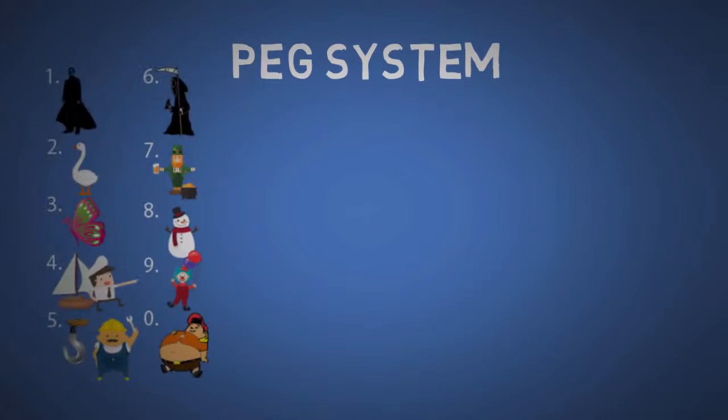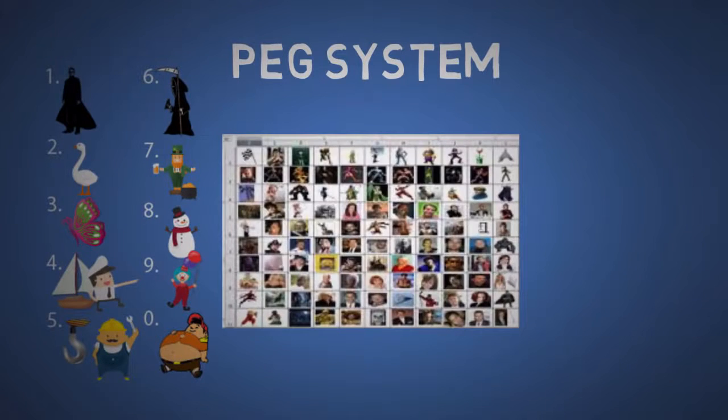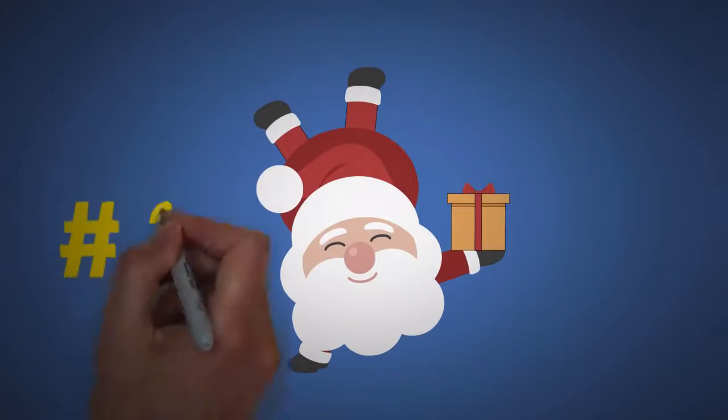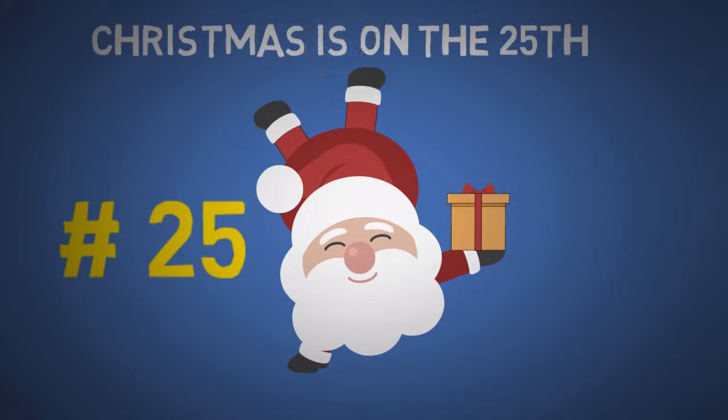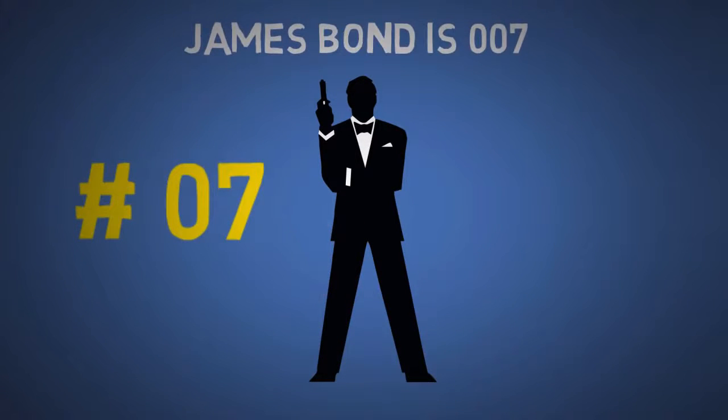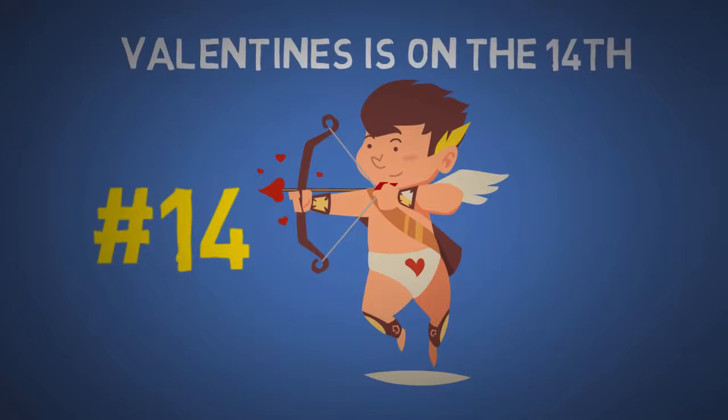For every single digit from 0 to 9 and double digits from 00 to 99, we're going to associate with a noun. Now from experience, I suggest you use some living character or creature rather than an object. Then on top of that, give each noun a unique action or verb. For example, Santa Claus can be your number 25 because Christmas is on the 25th and his action could be giving a gift. James Bond can be 07 because he's 007 and his action is holding a gun. 14 can be Cupid because Valentine's Day is on the 14th and his action can be shooting an arrow.